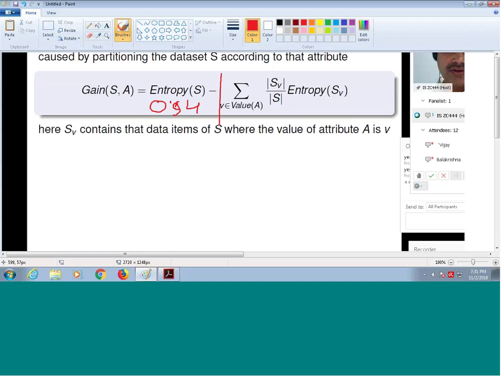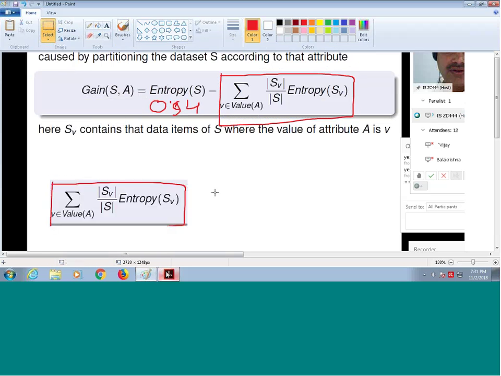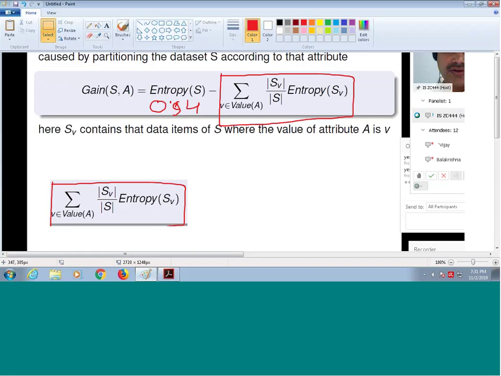This is the entropy. And now we want to find out what this is. This is a very interesting thing. Let's see what A is. We know A could be outlook. Let's assume that A is outlook, spelled O-U-T-L-double O.